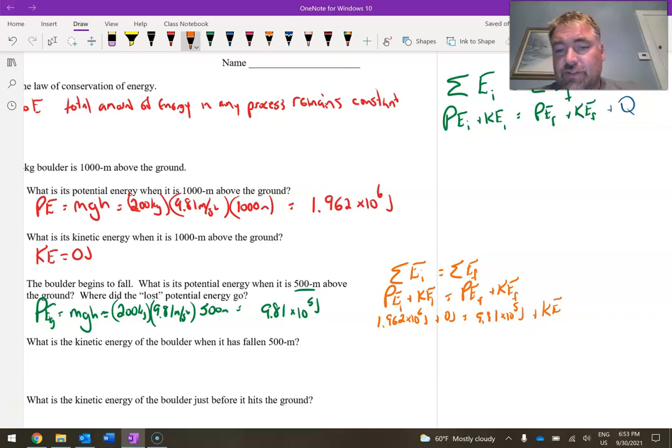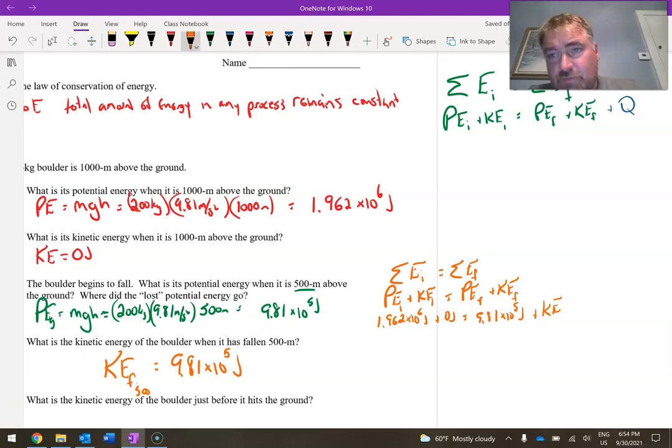And so 1.962 times 10 to the 6th minus 9.81 times 10 to the 5th. And so our kinetic energy final, or at 500 meters above the ground, so I can put the kinetic energy final at 500, just to remind me it's not really final, it's at the 500 point, is just 9.81 times 10 to the 5th joules. And yes, that should be a 5, not a 6, my fault.